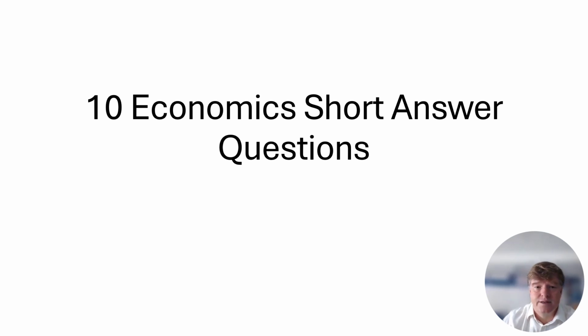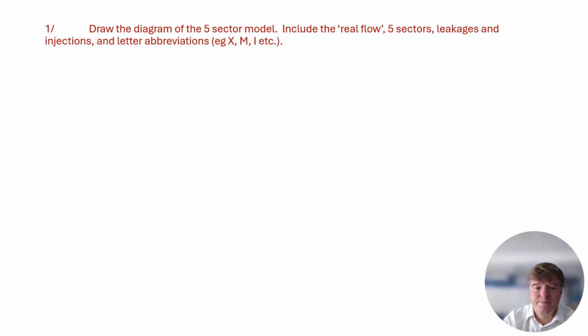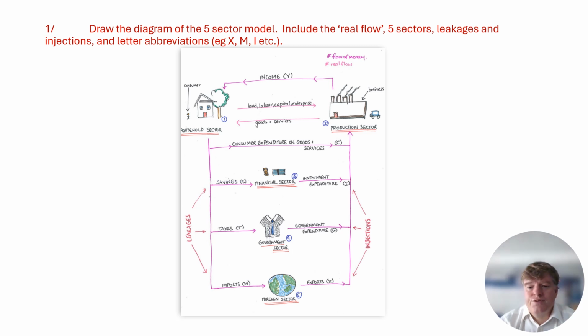Year 10s. This just looks at the short answer questions that we set as a revision sheet. So the first one is the 5-sector model. Now, as you go through, if you haven't done the questions, you might want to pause the video. Each question has the question first. You could pause, do the question, and then look at the answer. I'll let you go through this in more depth.